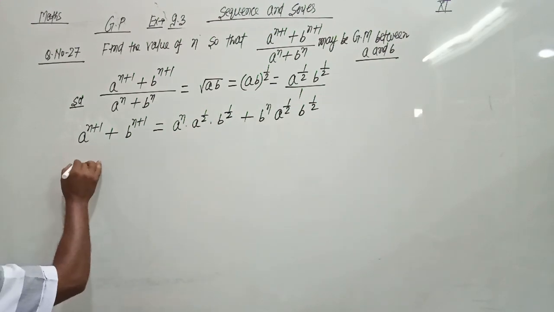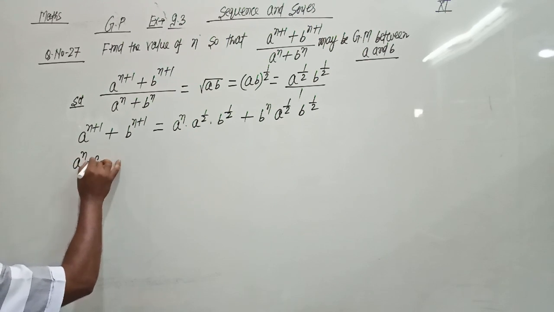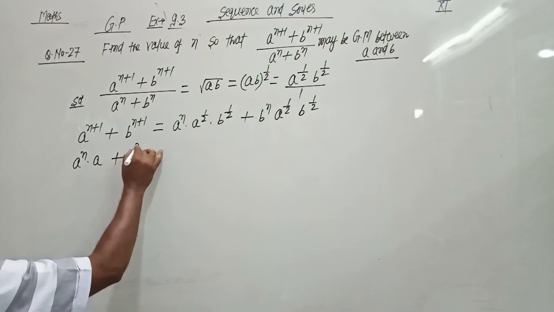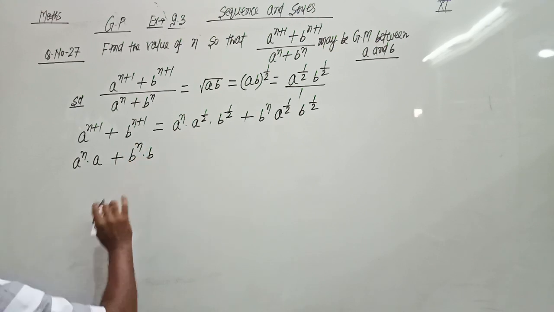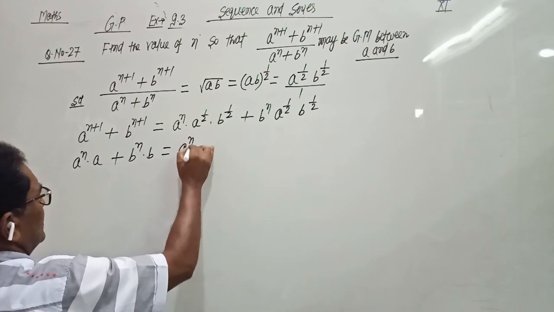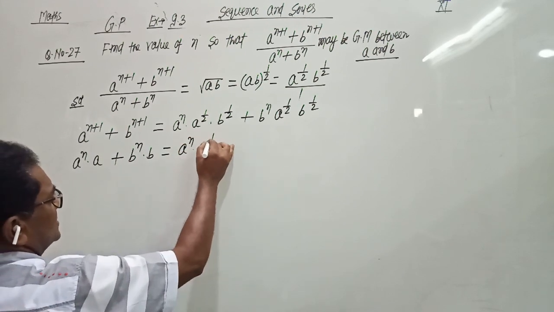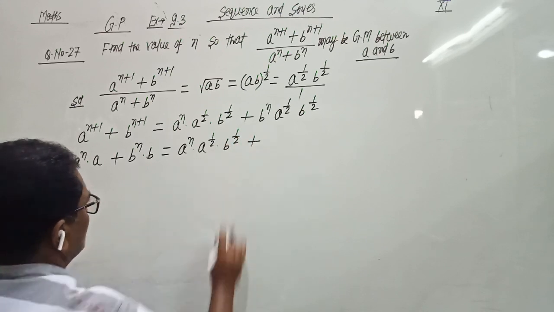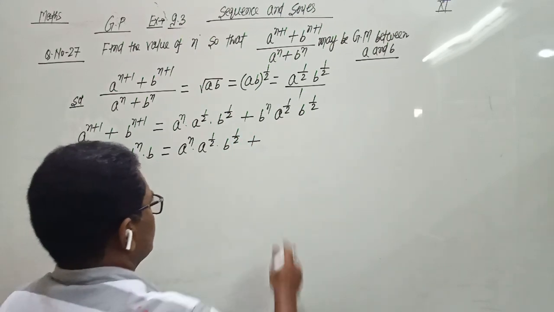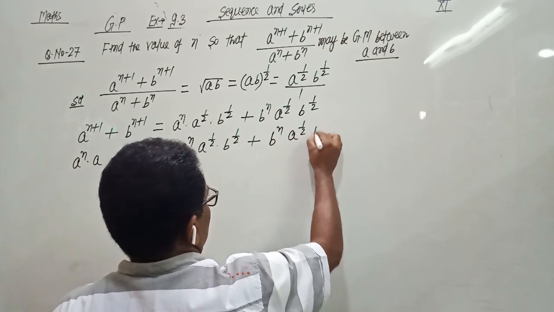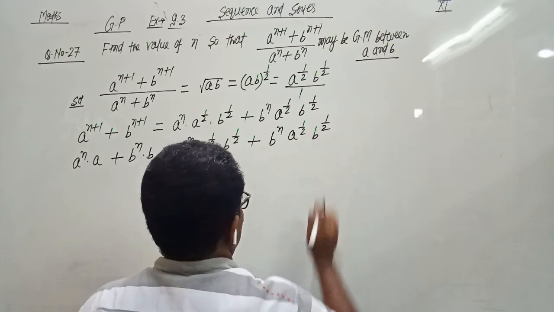a raised to the power n plus 1 is written as a raised to the power n into a. This is written as b raised to the power n into b equals a raised to the power n into a raised to the power 1 by 2 into b raised to the power 1 by 2 plus b raised to the power n, a raised to the power 1 by 2 and again b raised to the power 1 by 2.